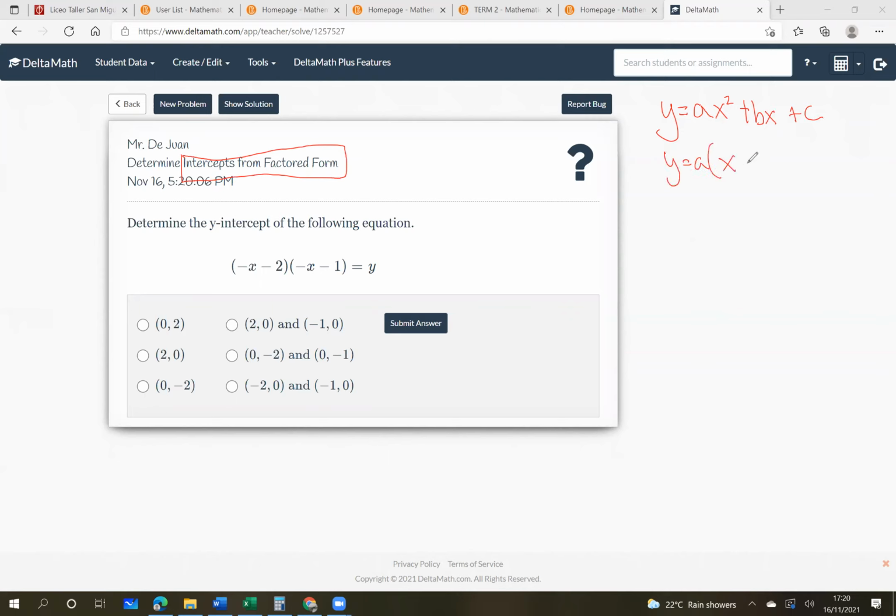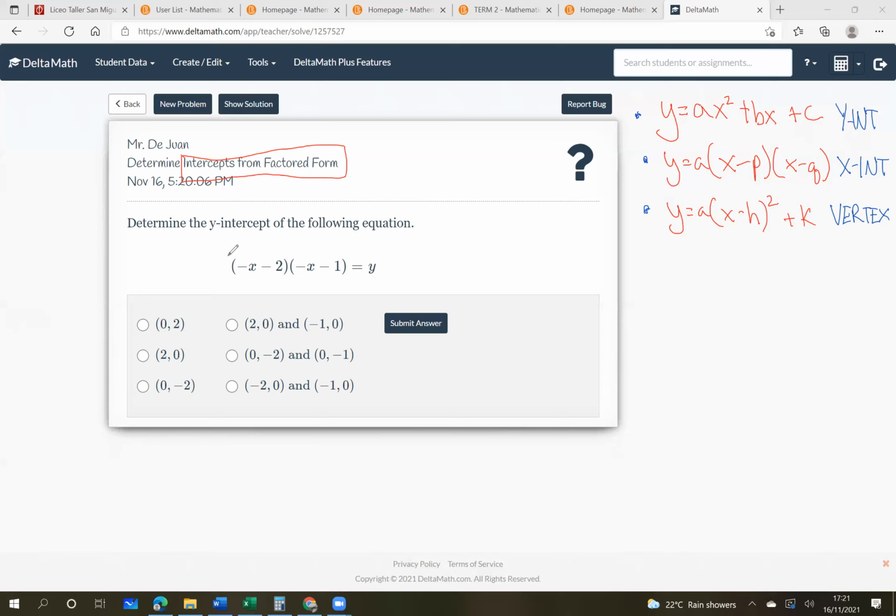This is critical: y equals a(x minus p)(x minus q), that's factored form, and y equals a(x minus h) squared plus k. The first three skills are going to rely on you remembering these three equations. They are different forms, but they are the same equation written differently. This one gives you the y-intercept. This one gives you the x-intercept. And this one gives you the vertex. They are all the same equations, just written differently.